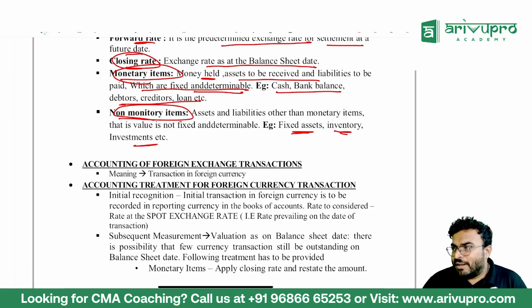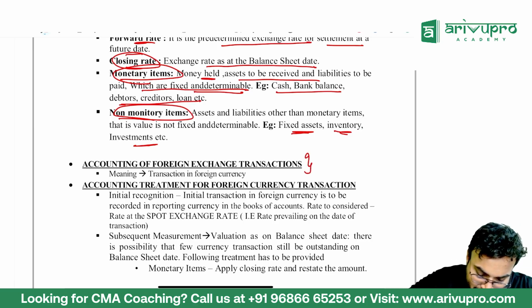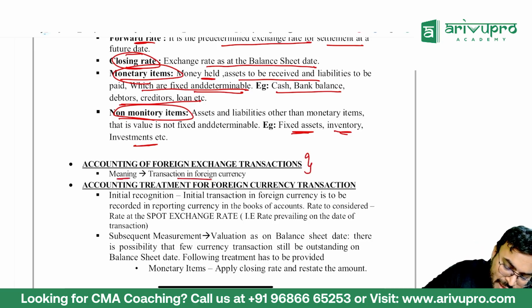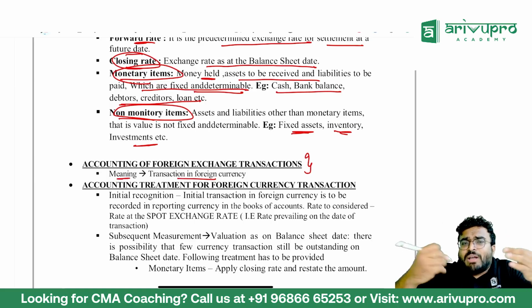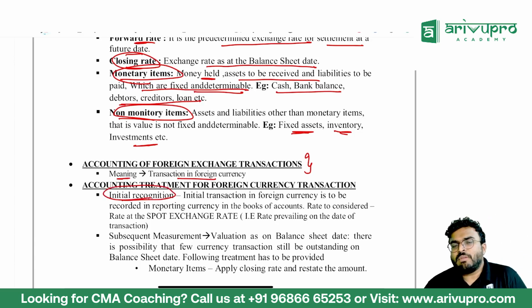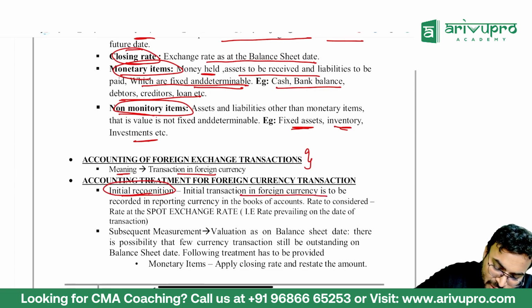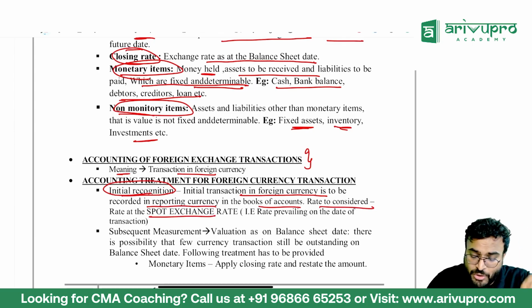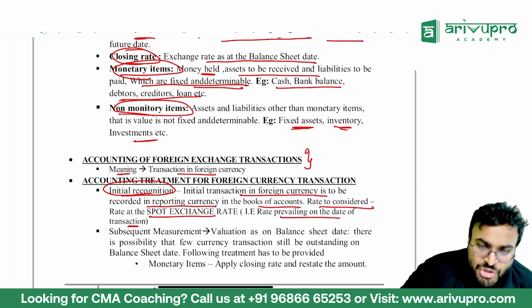Now, accounting for foreign currency transactions. What are we going to do? How are we going to account for the foreign currency transactions? Whenever we have a foreign currency transaction, first you recognize the transaction. That is called initial recognition. The transaction happened. You have to recognize it. Initial recognition in foreign currency is to be recorded in reporting currency in the books of accounts. The rate to be considered will be the spot rate. That means today's rate, that is the rate prevailing on the date of transaction.